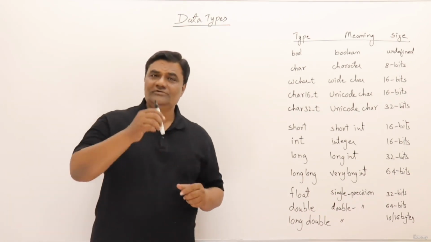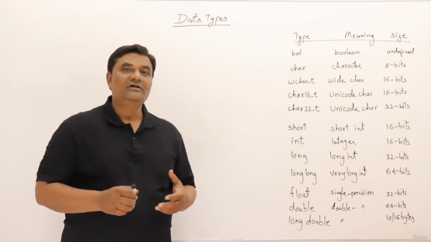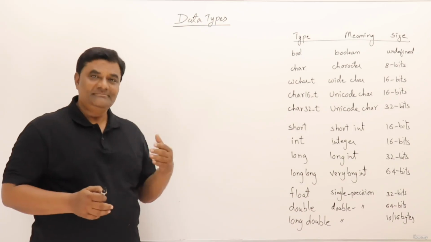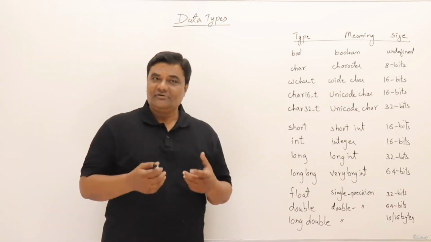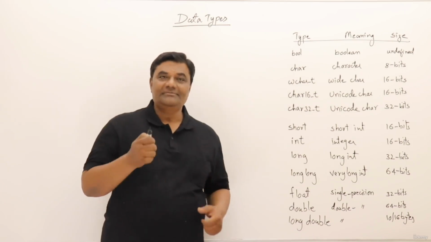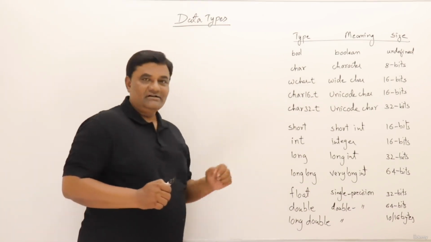What type of value you want to store in a variable? Depending on that, you can select the data type for a variable. So there are predefined data types available in C++, just like in every programming language you find the data types. So here also in C++ we have built-in data types available. I have a chart here showing all the data types available.